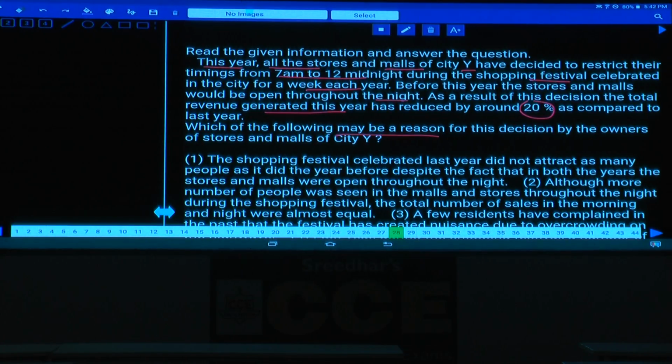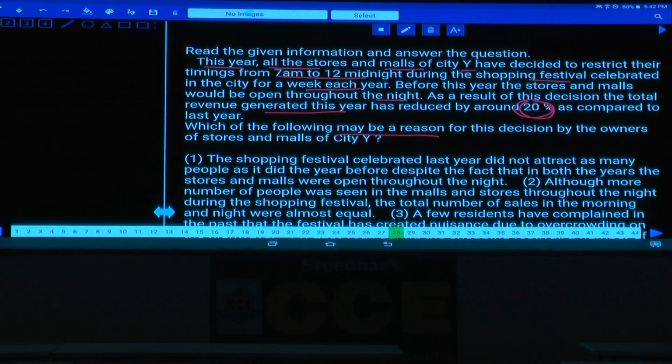Sir, we cannot take it for granted that as there were no sales, they have restricted the timings. We cannot take that. Why? Because 20% is a reduction in the final sales. Hence, by this we can infer that there is demand at that time as well.